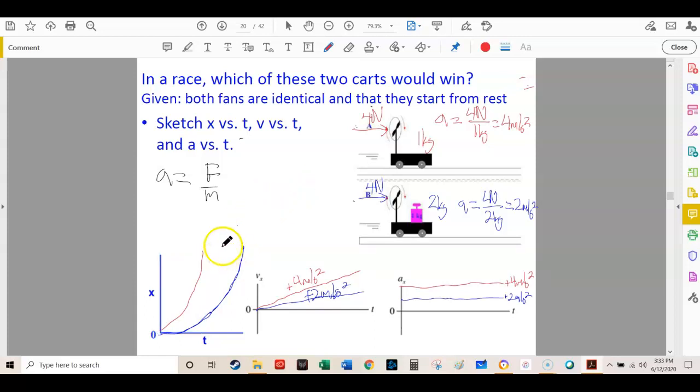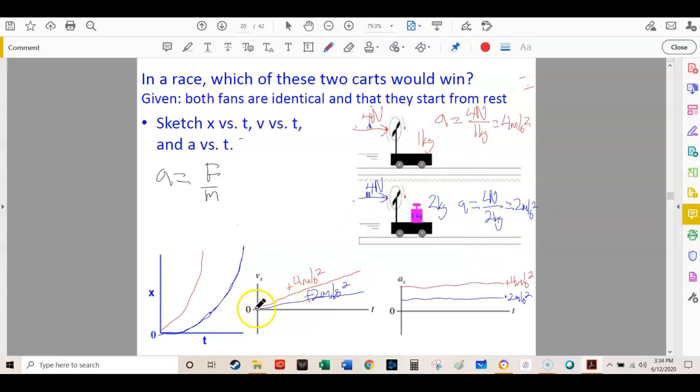So it should look something like this, right? You're going to have straight lines. It's going to be a constant acceleration as long as the force is constant, right? And so since the force is, in both cases, 4 newtons, this one is going to be 4 meters per second squared. The heavier object is going to be 2 meters per second squared. It's got more inertia. It's got twice the inertia of the red object, the red cart.